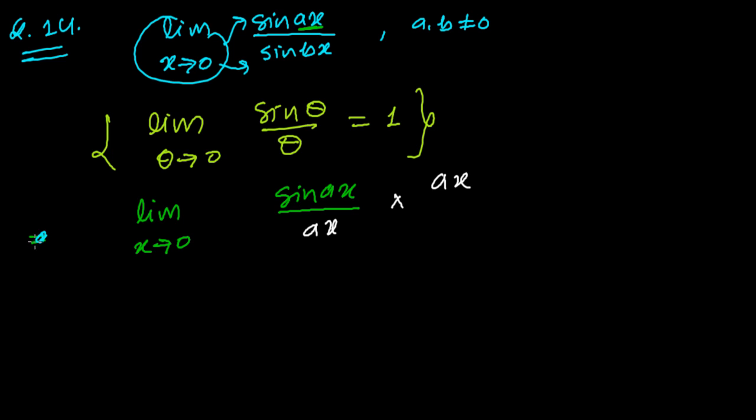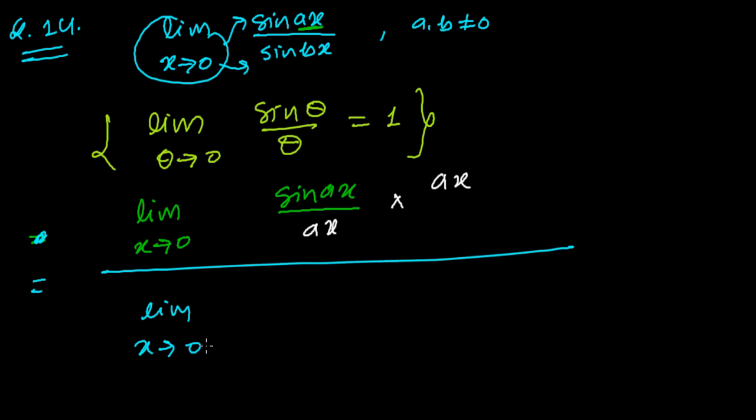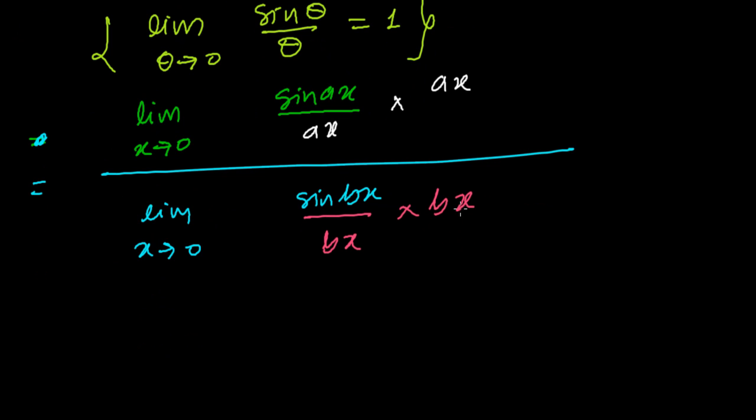So this was our numerator, and now for the denominator, right? Again, limit when x tends to 0, sine bx we have, but in the denominator we didn't have bx. So what I'm going to do, I'm going to divide by bx and multiply by bx. Alright, and the benefit is this x and x will get cancelled. Now no more x, this and this get cancelled, and we just have a over b.